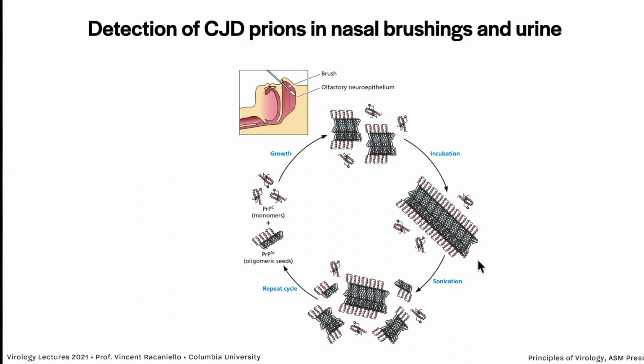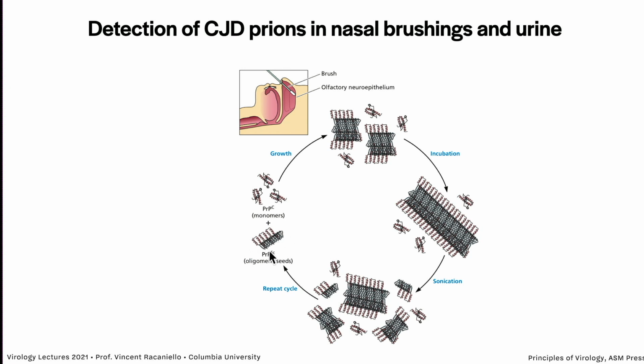Here's the assay for picking up prions. It's very cool. It's kind of like a PCR. You can take olfactory brushes, and now you can actually do urine and blood. You don't have to do this anymore. Take the sample, and what you basically do is a PCR, but it's with protein.